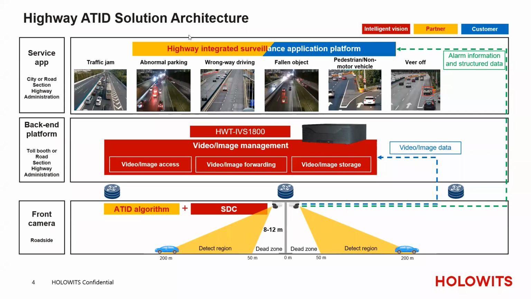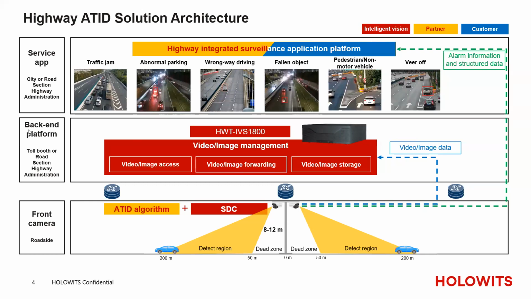This is our highway ATID solution architecture. We have several functions you can see here. This is the service app, CCO road selections, highway administration. These are the functions: first is the traffic jam, abnormal parking, wrong-way driving, fallen object, pedestrian or abnormal vehicle.